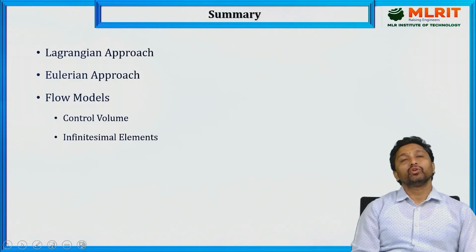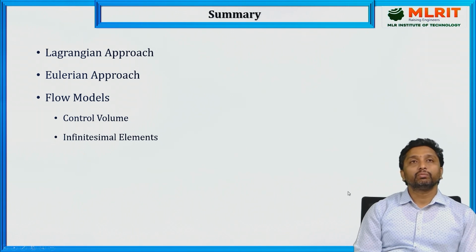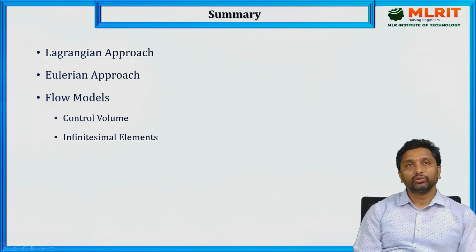So this is a summary of today's session. We discussed the Lagrangian approach, we discussed the Eulerian approach, then we discussed flow models, which include control volume as well as infinitesimal element. Both we discussed along with the two different categories, that is control volume fixed in space and control volume moving with space, and infinitesimal element fixed in space and infinitesimal element moving in space.